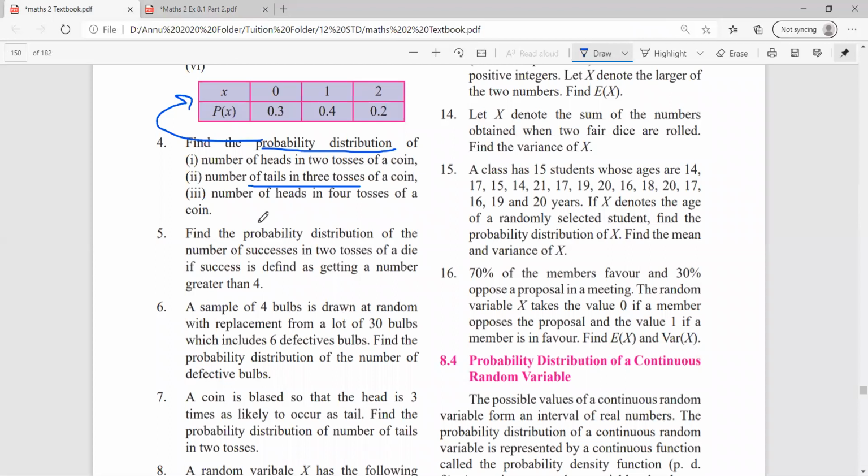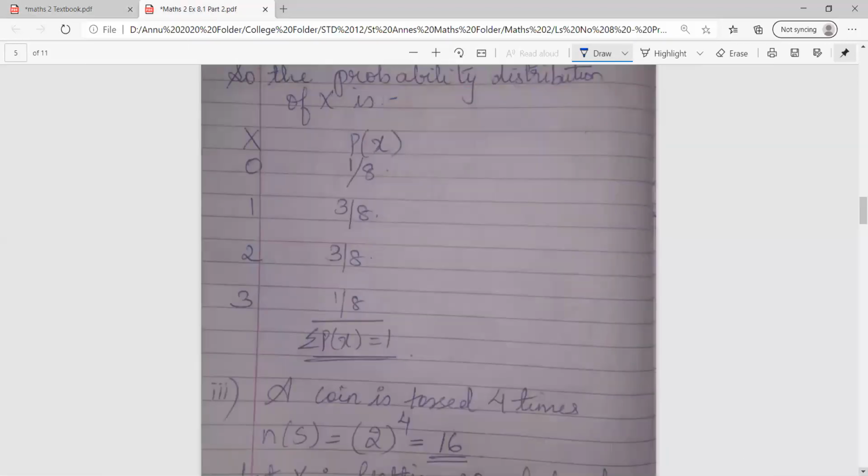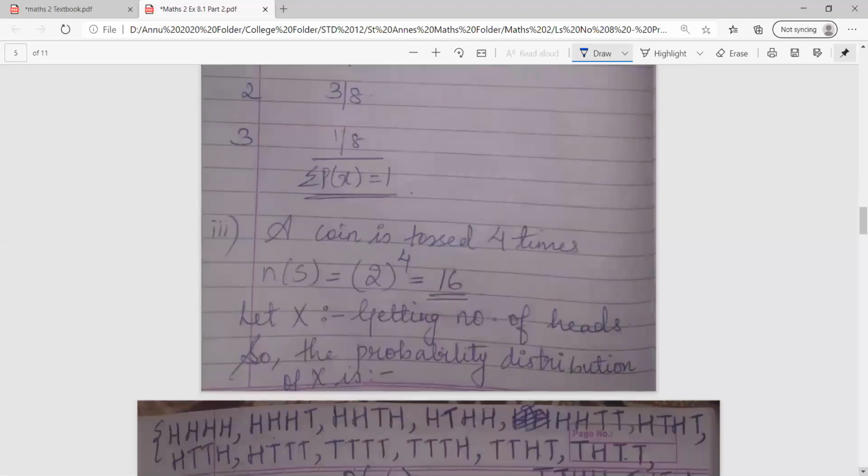Coming to the next one, number of heads in 4 tosses of a coin. Now a coin is tossed 4 times. So what is the possibility? 2 raised to 4, 16. So nothing, 8 का double हो गया यहाँ पे.